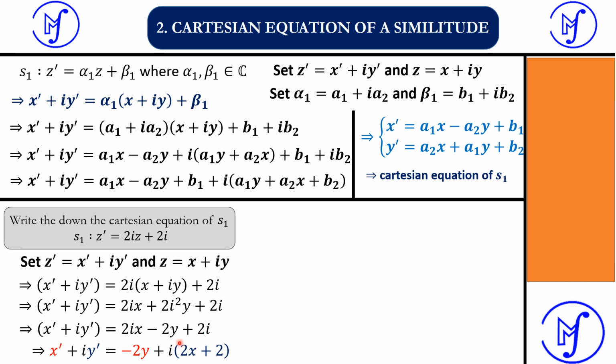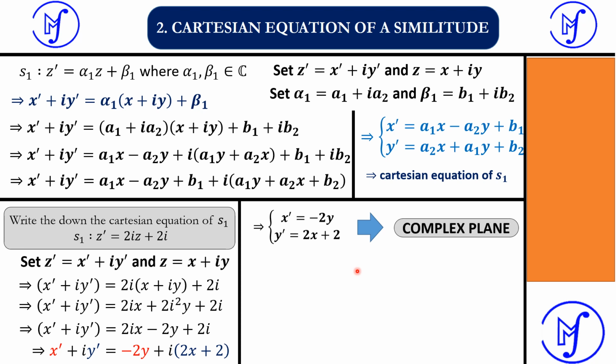We can now pair the real part and the imaginary parts together. So the real part is negative 2y and the imaginary part is 2x plus 2. So we can now write our Cartesian equation as x prime equal to negative 2y, equating the real part, and then equating the imaginary part, y prime equal to 2x plus 2. Now let us convert this back to the complex plane.